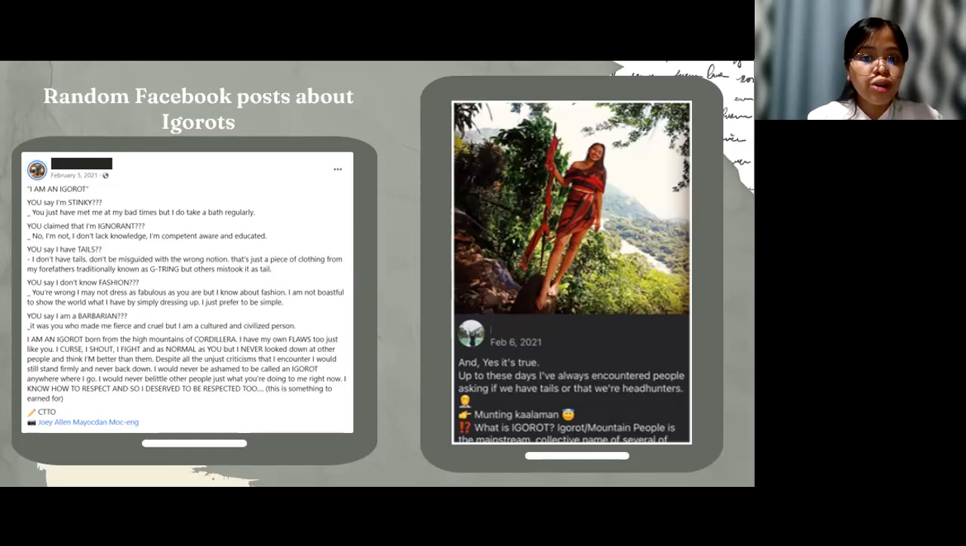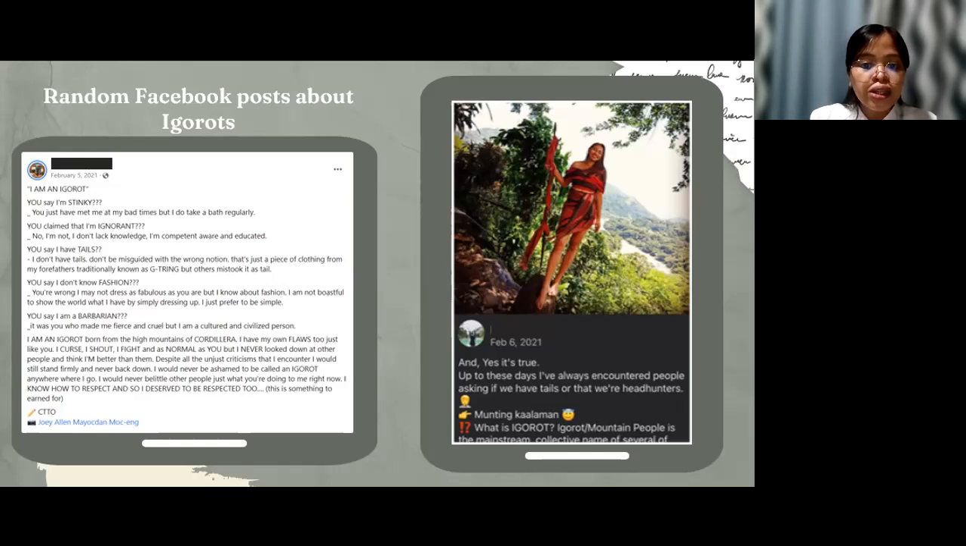"I am an Igorot, born from the high mountains of Cordillera. You can focus on that. I have my own flaws too, just like you. I curse, I shout, I fight, as normal as you, but I never look down on other people and think I'm better than them. Despite all the unjust criticism or the biases that I encounter, I would still stand firmly and never back down. I would never be ashamed to be called an Igorot anywhere I go."